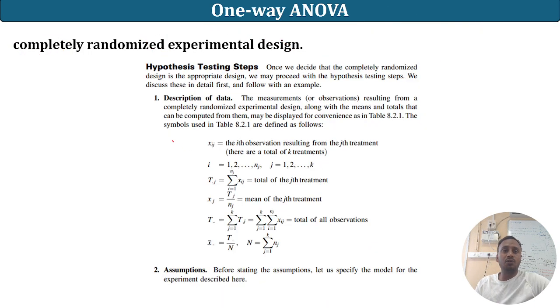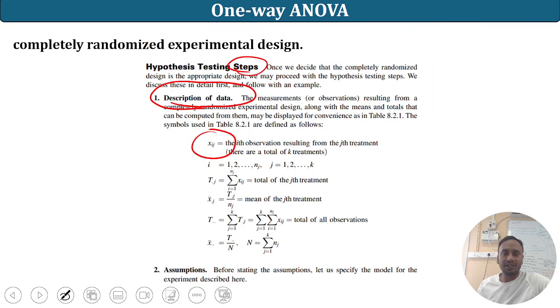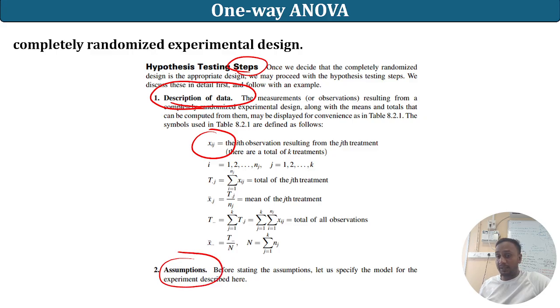Now about this test setup: first we have to go with the description of the data. We have to get what xij is, as we have seen here. Like we have x11, x12, x13, grouped like that, then x21, x31. We'll get the totals t1, then the mean of that particular group, then we'll get the total mean also. Then after that we have to make some assumptions.